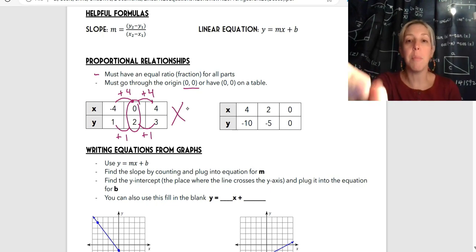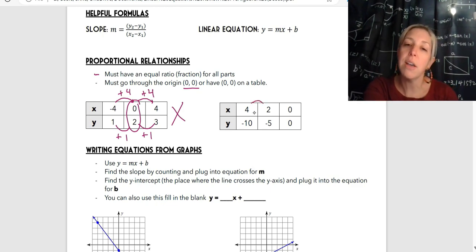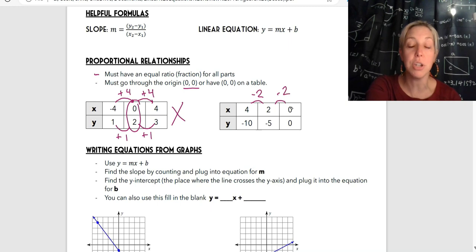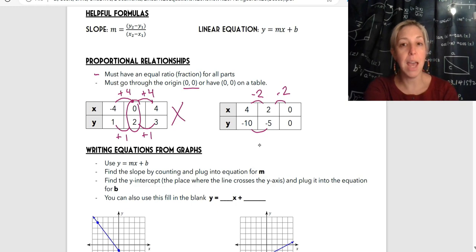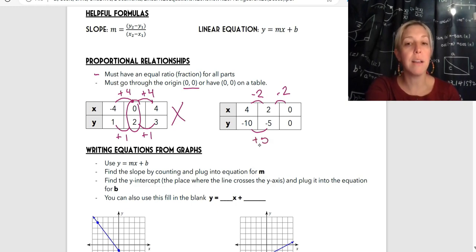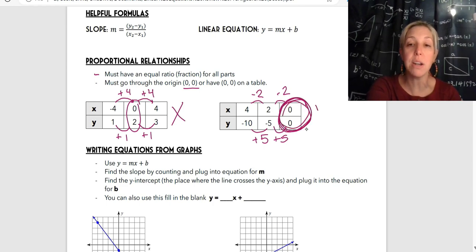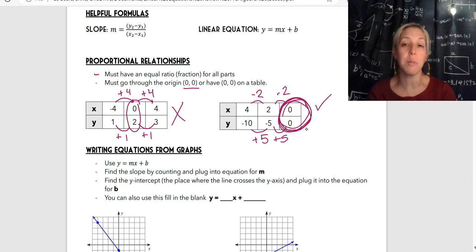If we look at the next table, looking at our x values, to go from 4 to 2, using math, that would be subtracting 2. And to go from 2 to 0, again, subtracting 2. So far, so good. And then in our y's, to go from -10 to -5, this would actually be adding 5. It's a little tricky with the negatives, but we're going up 5. And then from -5 to 0, again, adding 5. So this is good. They're the same. It's proportional. And our table has that (0, 0). So that means that's proportional. That's good. That's what we're looking for.